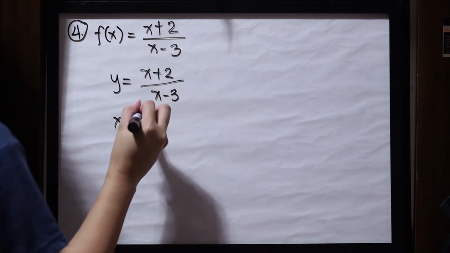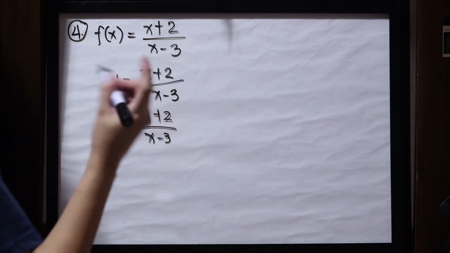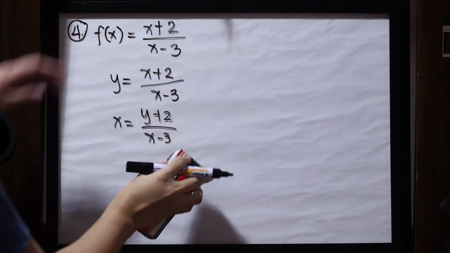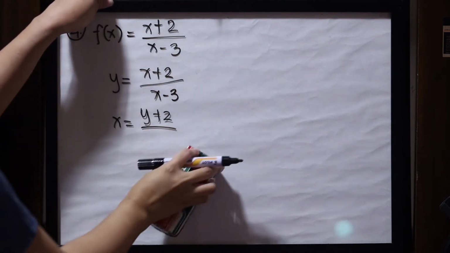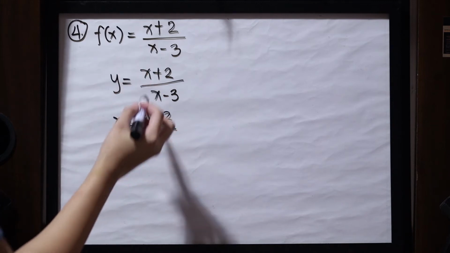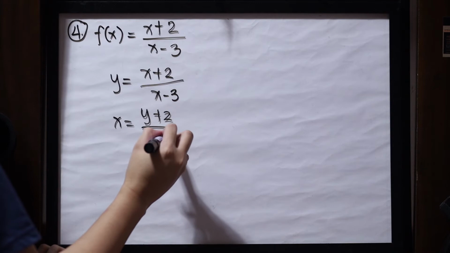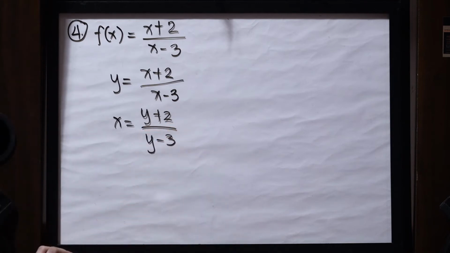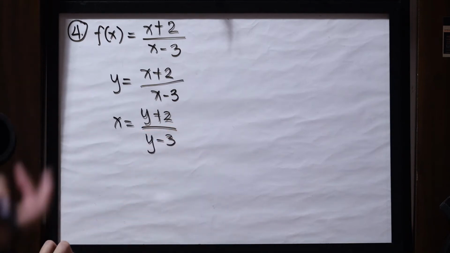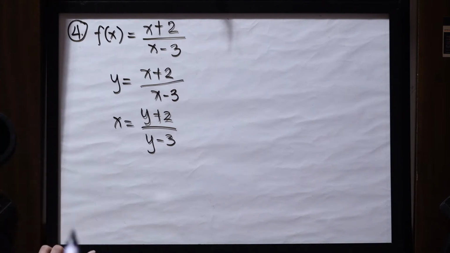Hindi pwedeng magiging y plus 2 all over x minus 3. Hindi po kasi all the variable x should be replaced by y. So, the proper way is you have to change the x in the denominator by y minus 3. So, ganun lang po. Basta lahat ng may x, papalitan nyo ng y, at lahat ng y, papalitan nyo ng x. And then, we have to solve for y.